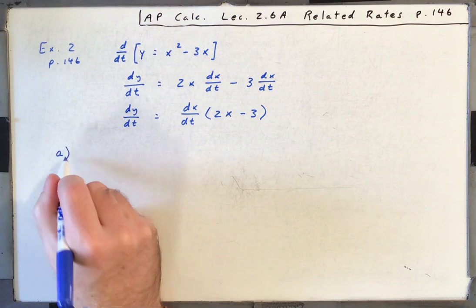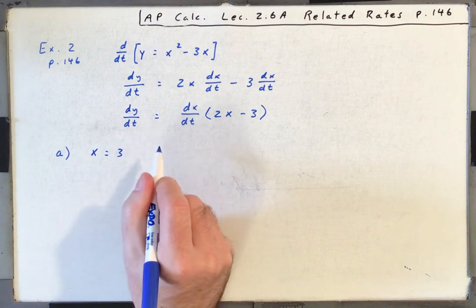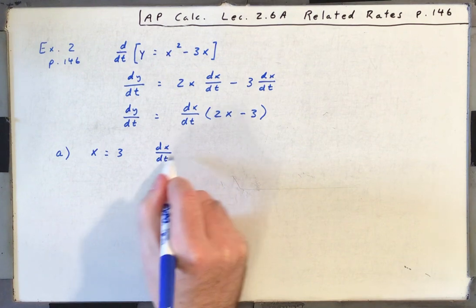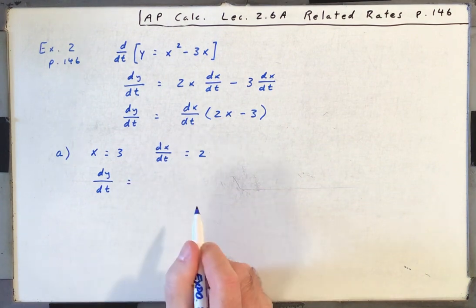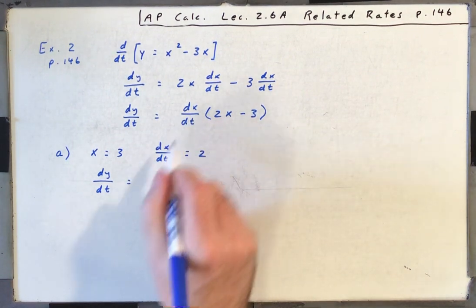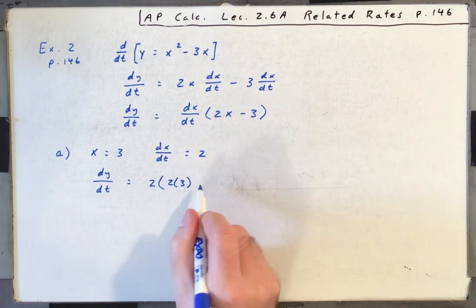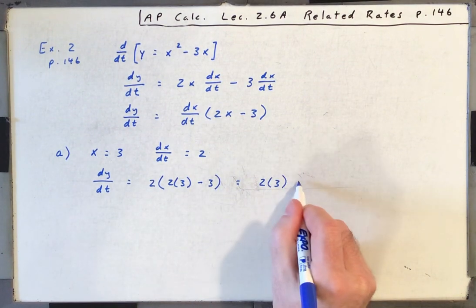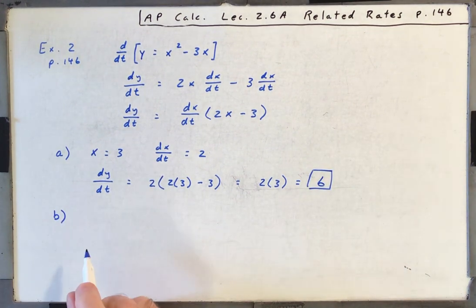Okay, part A, what we're given is x is 3 and dx/dt is equal to 2. So dy/dt, we're just going to plug in. It's going to be 2 times 2 times 3, plugging in 3 for x, minus 3. So that'd be 2 times 3, which is 6. There's no units there.